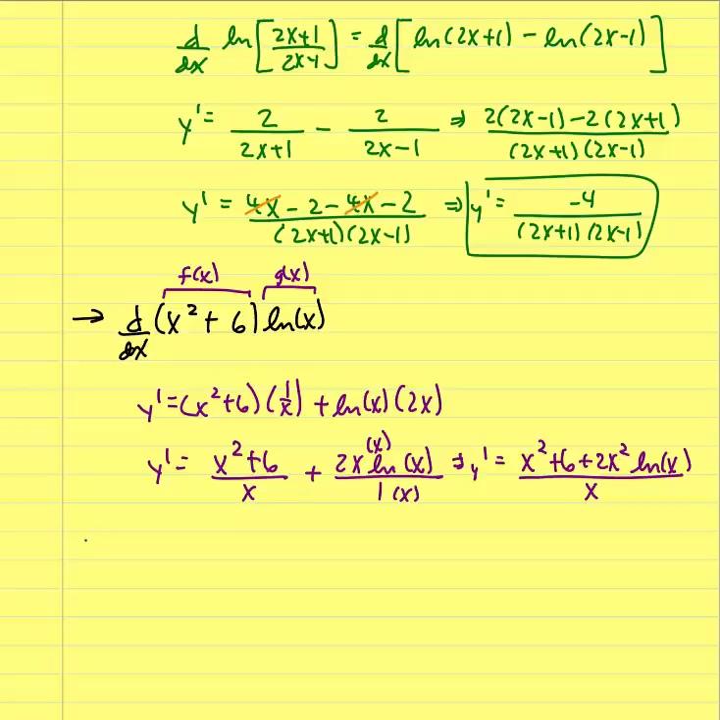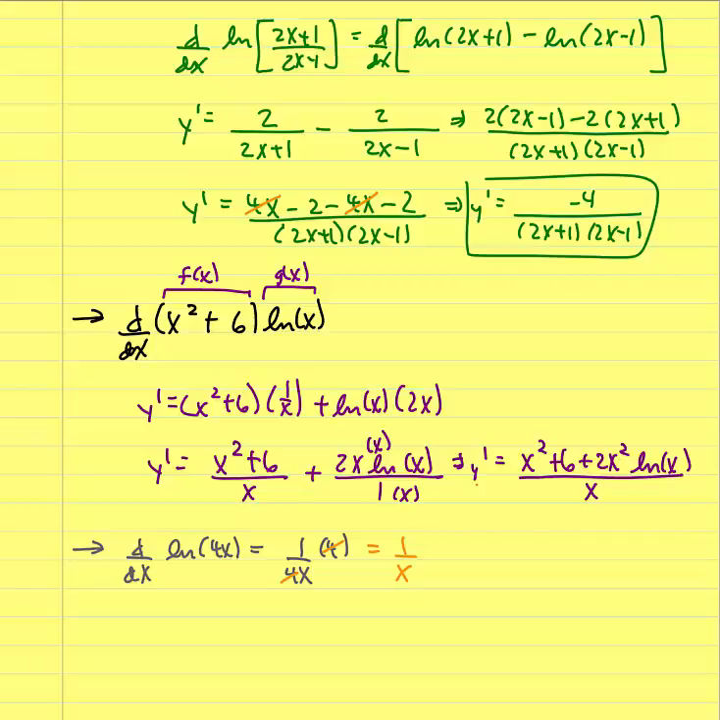A couple of nice derivatives to end up with here. The derivative with respect to x of the natural log of 4x is 1 over 4x times the derivative of 4x, which is 4. And of course the 4's cancel here, and I'm just left again with 1 over x. So this is one that comes up quite a bit.